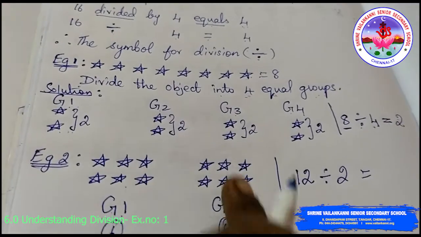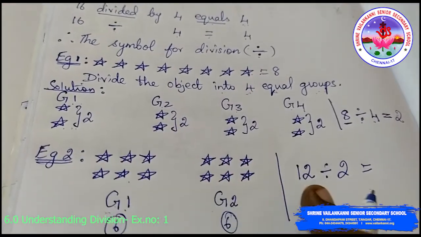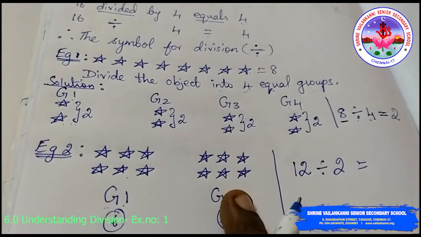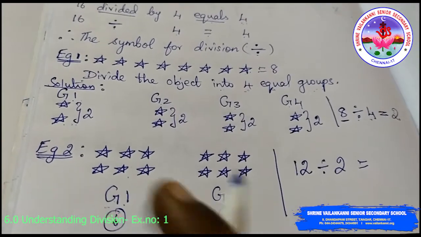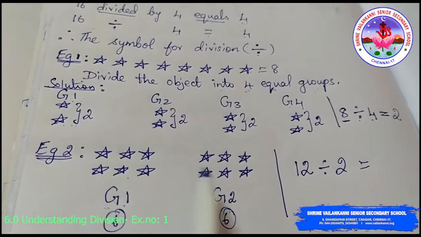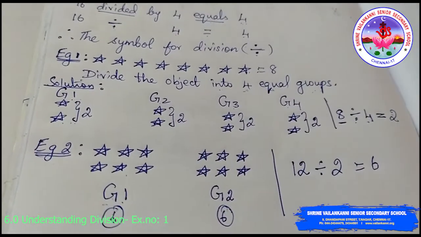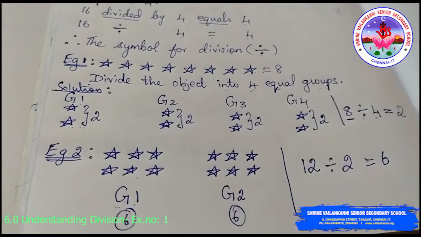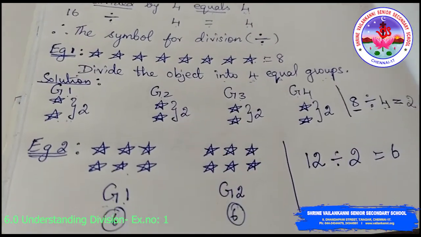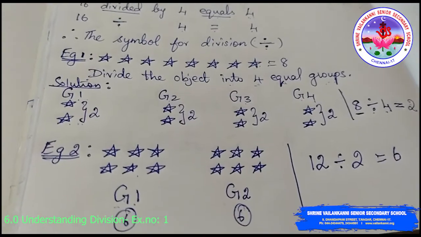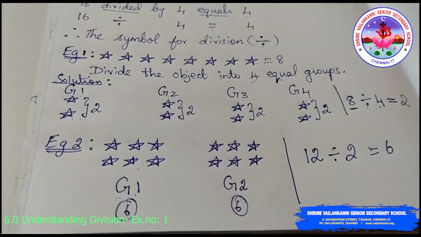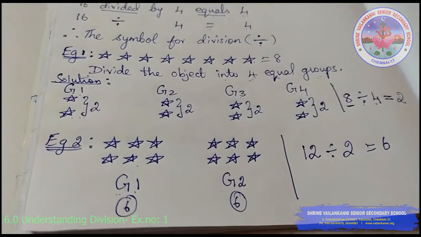This total of 12 stars is being divided into 2 groups. When it is divided into 2 groups, how many stars are there in each group? 6 stars. Understood? So this is understanding division concepts, the basic concepts, explained through shapes, and you can take any objects also. Understood? Thank you, children.